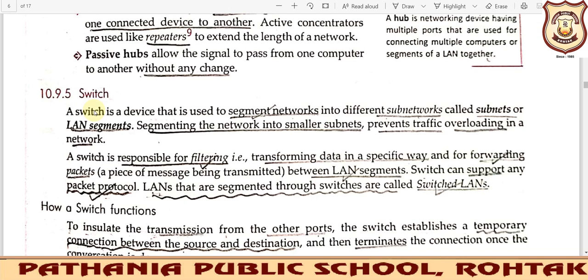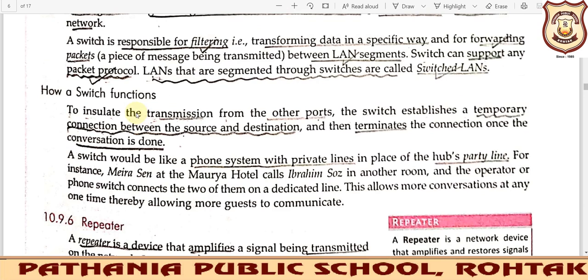In a nutshell we can say that switches, they are intelligent and they do not allow sharing of the bandwidth. Okay, and we can send as well as receive at the same time, and they are expensive. Switches are expensive. So I have cleared the difference between the switch and hub. I hope you have understood it.